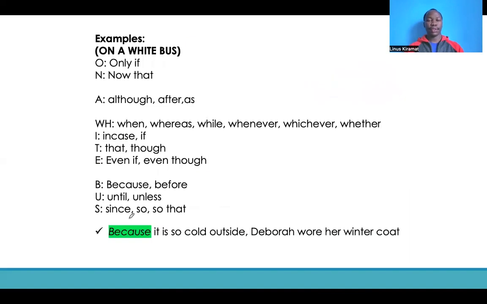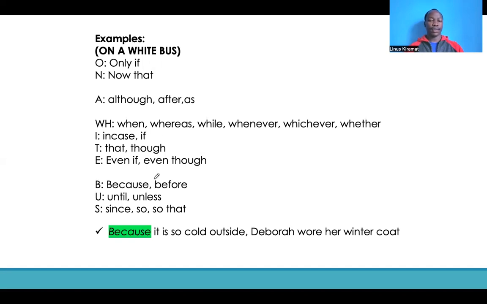So for examples of subordinating conjunctions, we have a list of them here. A common abbreviation you could use to recall these subordinating conjunctions is "on a white bus." Each of the letters in this abbreviation refers to a specific subordinating conjunction. So you can go through all this. It will help you recall them, or you could use them as markers. Every time you see a subordinating conjunction used, you could identify that it is a subordinating conjunction that is being referred to.